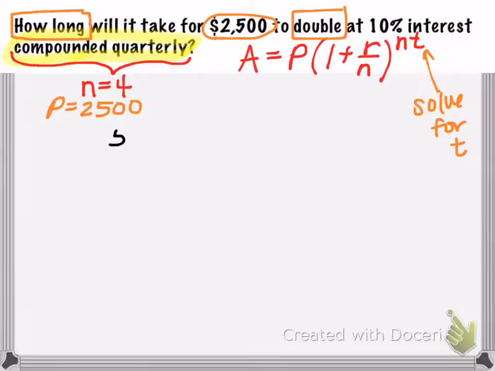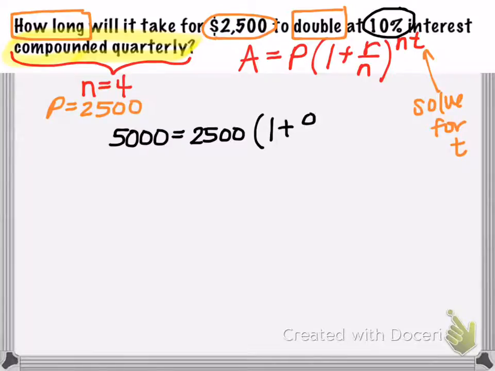So our resulting equation is going to be 5,000 is equal to 2,500 times the quantity 1 plus. Now remember the interest rate, the 10%, needs to be written as a decimal. So that would be 0.1 or 0.10 divided by N, quarterly, that was 4, raised to the N times T power. So that will be 4 times T. So this is our resulting equation. And this equation is an exponential equation.